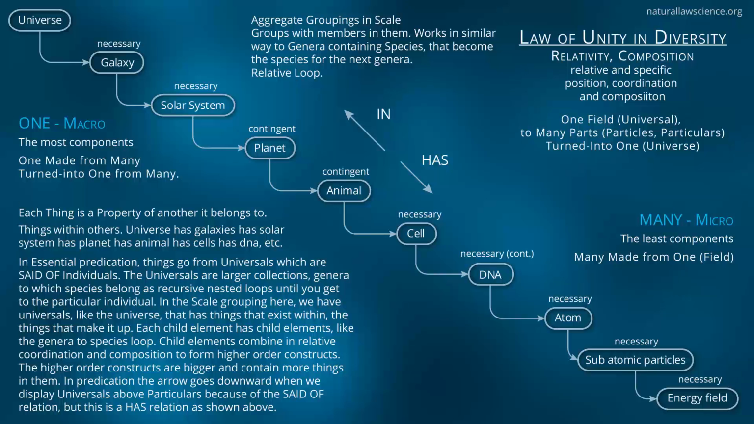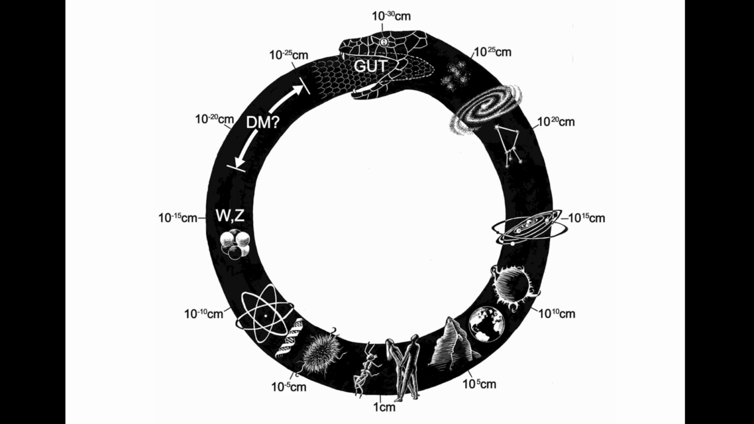So the one field universal into the many parts that gets created, the particles, the particulars, and then eventually at the top they get turned into one again. The one field goes back and gets turned into one, the universe. That's what universe means, turned into or combined into one. That's what it literally means, universe. So universal, we get back to the first universal, the one field, well eventually it goes back and creates the universe turned into one.